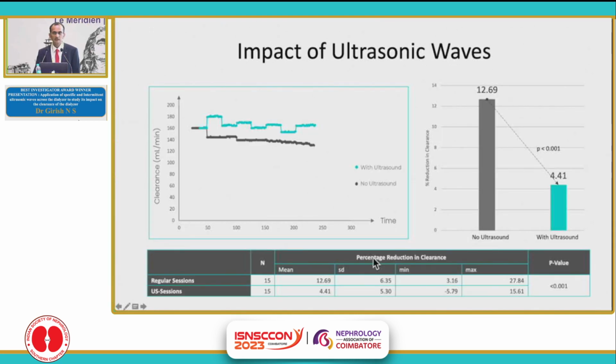So this is the graphical representation. You can see that each time we are using an ultrasound, the clearance doesn't drop. Probably the membrane clogging is prevented, and this can very nicely be depicted on this bar chart. When we did statistical analysis, we found a significant statistical difference. So this was statistically significant.